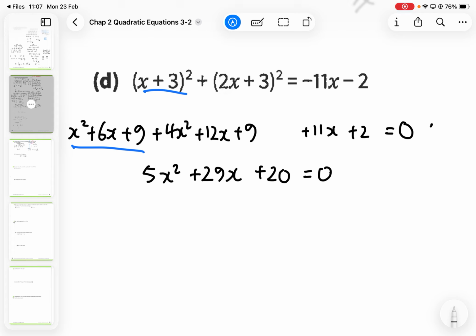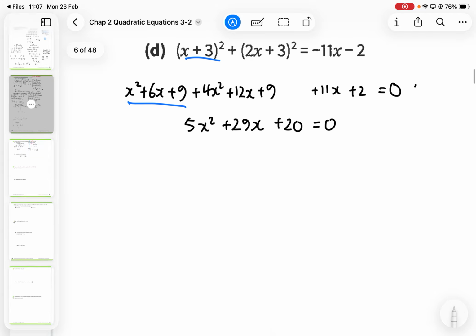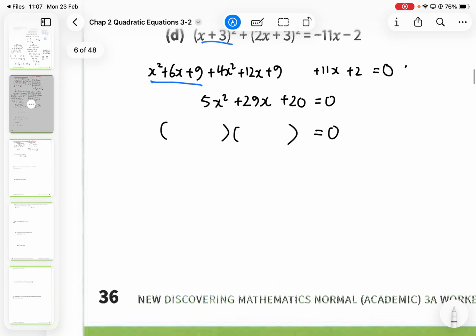Okay, so we have come to this midpoint, x squared, x and number on one side, the other side is 0. Then from here, I want to get to my next point, which is bracket and bracket. So I need to do my factorization. 5x squared plus 29x plus 20.